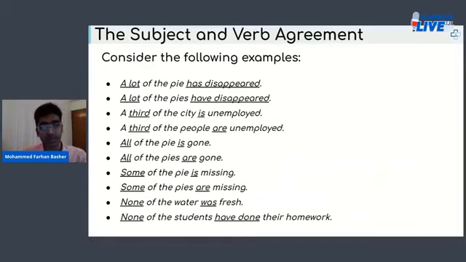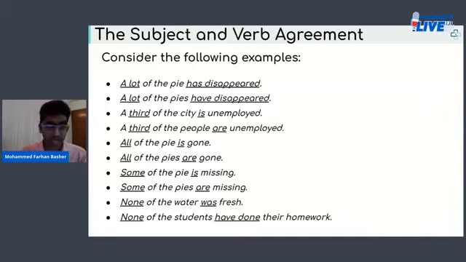When you say a third of the city is unemployed, you mean a third of the people of the city are unemployed. But when you take the noun people instead of city, you must follow it with a plural verb, which in this case would be are. I'll repeat this again. A third of the city is unemployed, but a third of the people are unemployed. So people being plural, the verb following must be plural as well, which is are. Now the word city being singular, the verb following must be singular as well, which in this case is. Okay, so a third of the city is unemployed, a third of the people are unemployed.